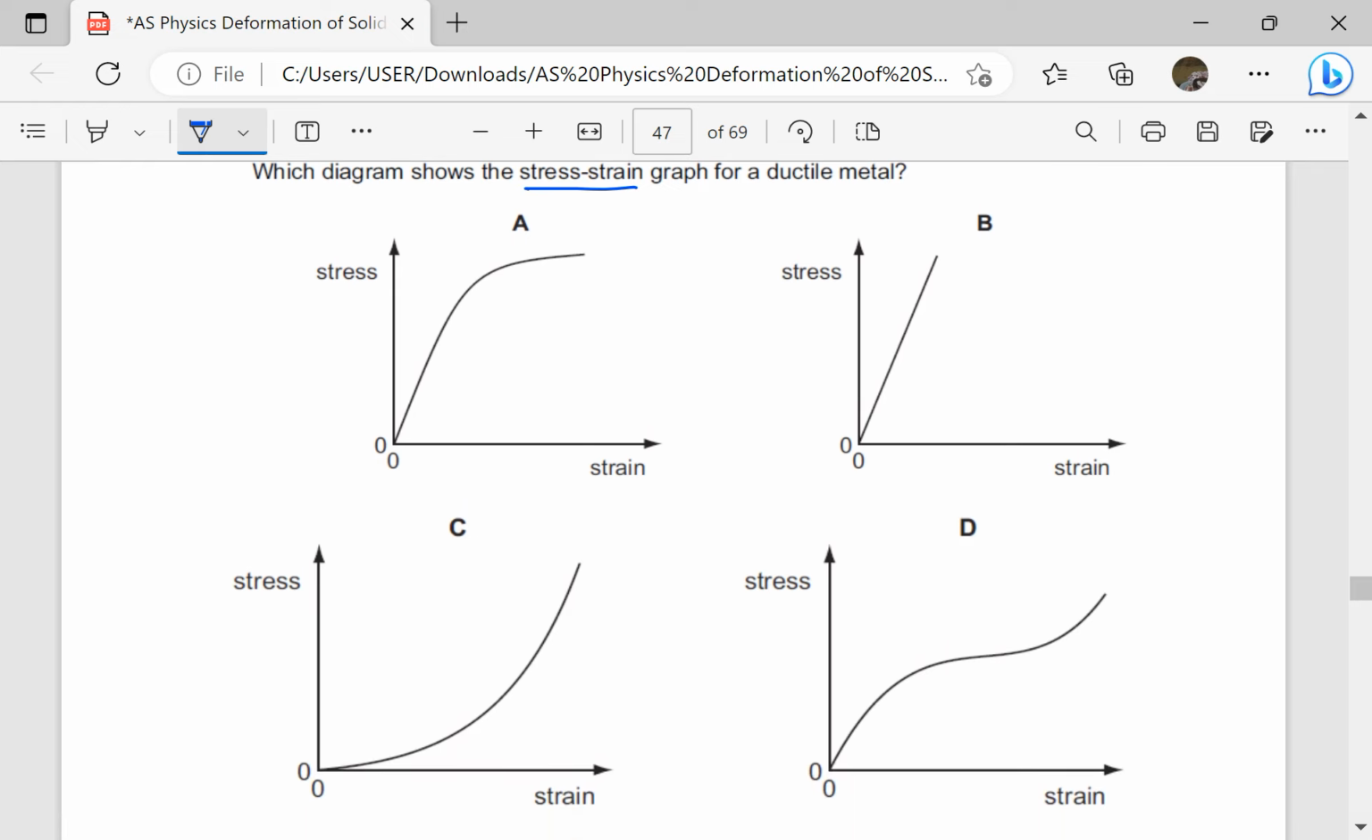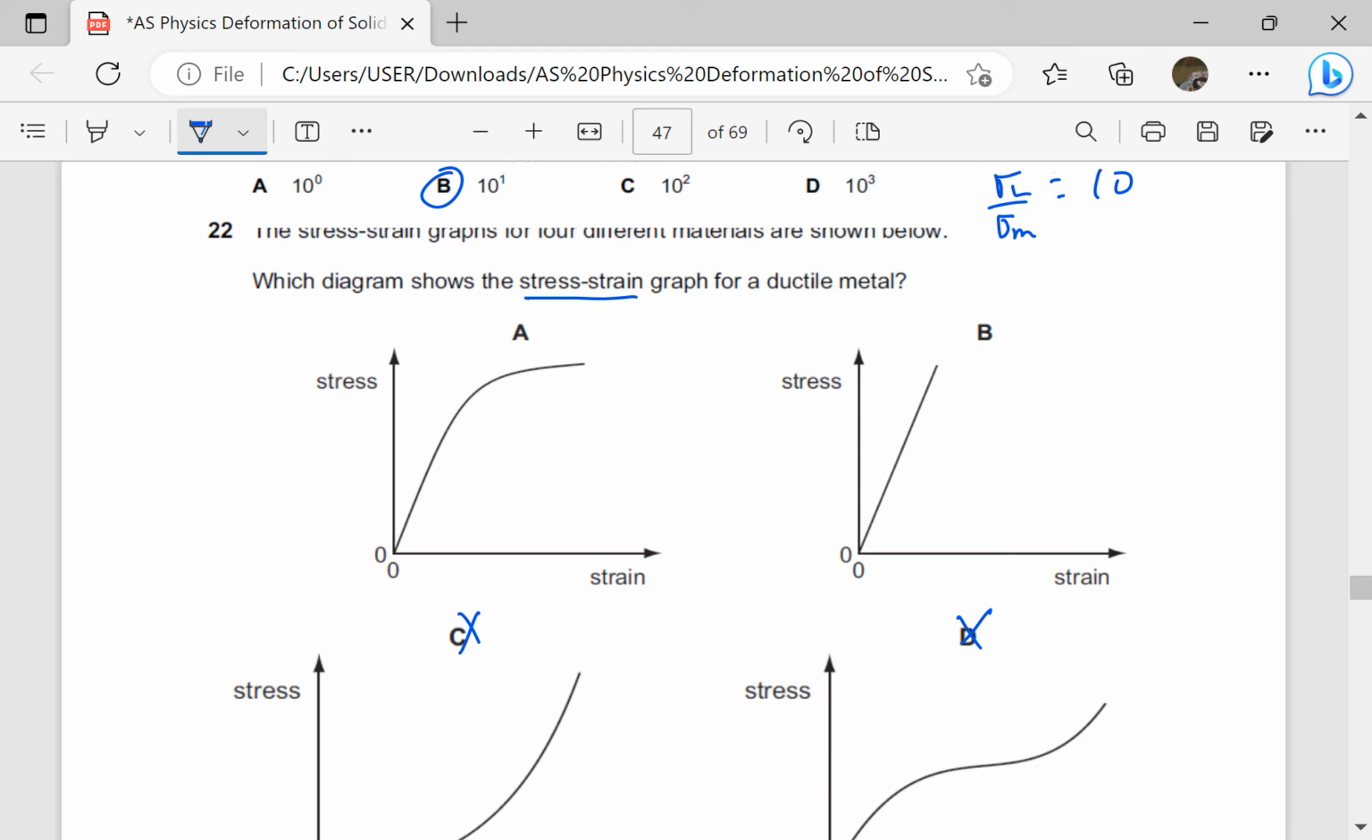So here it is showing, I think this is automatically wrong. This is actually rubber. This one, I think, is glass. Because for a ductile material, it should undergo both elastic deformation and plastic deformation before it breaks. So I think the answer is going to be A.